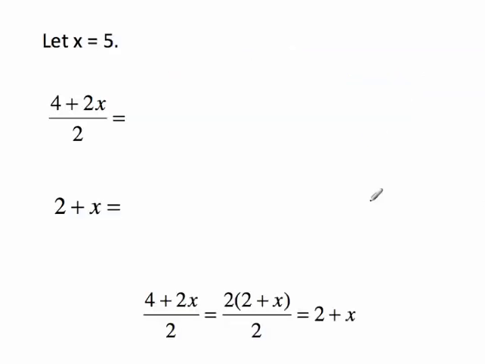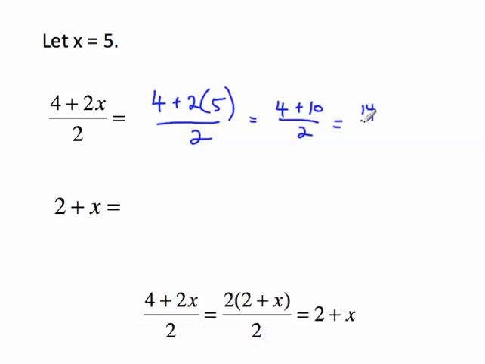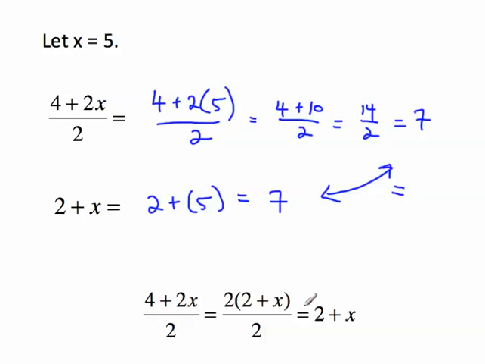To illustrate that, again, let's let x be equal to 5. In the original expression we get 4 plus 2 times 5 over 2, which would be 4 plus 10 over 2, which is 14 over 2, which is equal to 7. And in our simplified version, we got 2 plus x, which would become 2 plus 5, which is also 7. Now, these are equal. So now we see that 4 plus 2x over 2 is equal to 2 plus x.